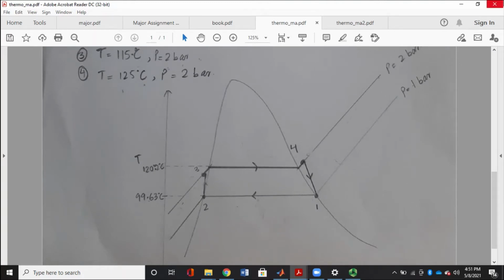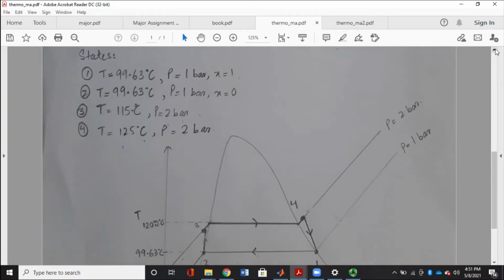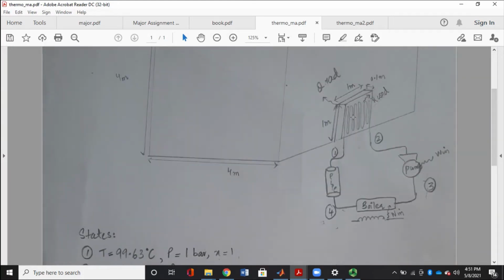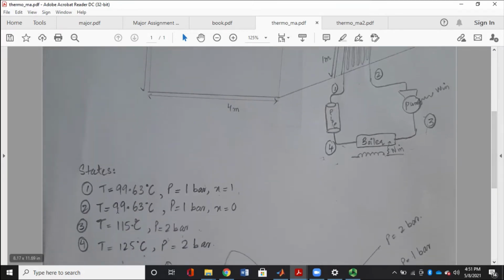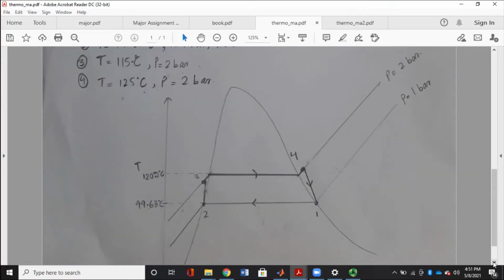So this is 1. And as you move over to 2, now the latent heat of vaporization is lost, and hence the state is defined by the same temperature and pressure, but the quality becomes 0. So now this is at the saturated liquid line over here.